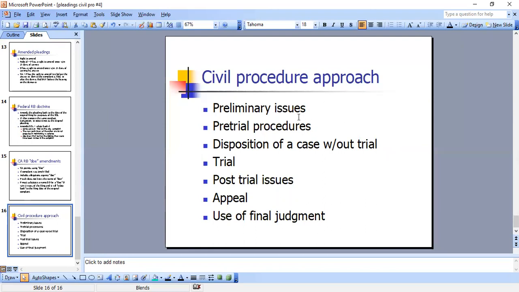So preliminary issues, I've done PJ, SMJ, supplemental, removal and remand. I've done venue, notice, and choice of law. Those are in videos 1, 2, and 3. This is video 4 for pleadings. And next, I'm going to do joinder of parties and joinder of claims for video 5.